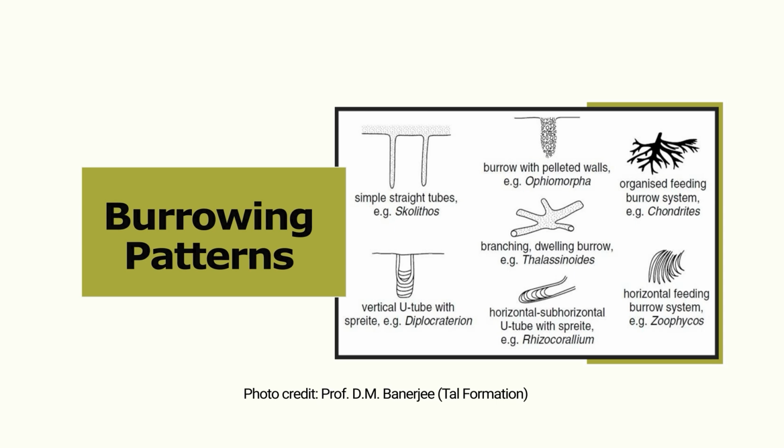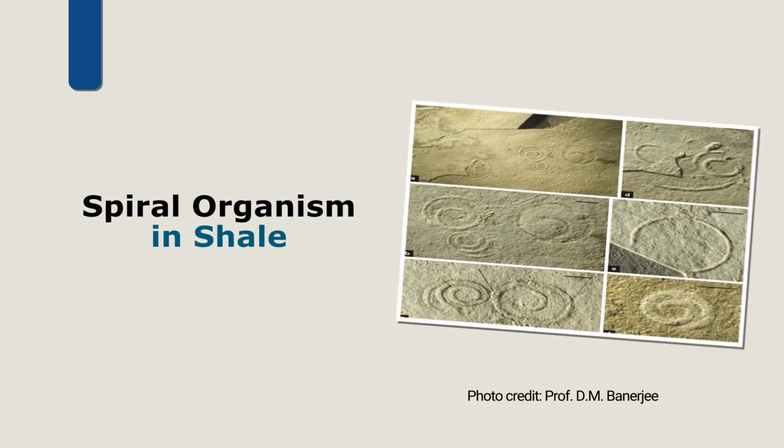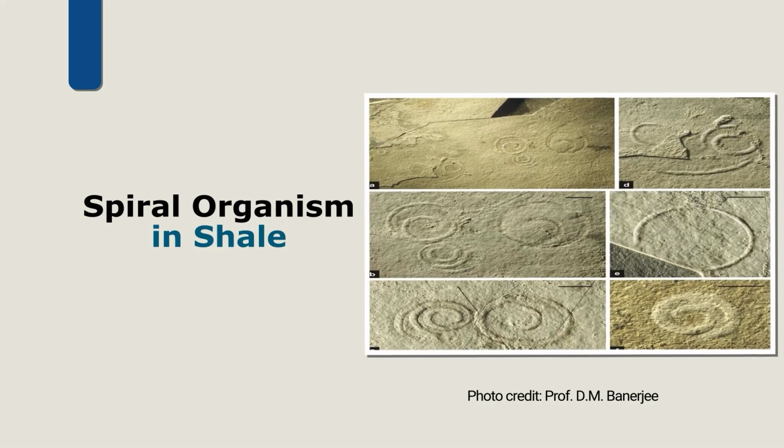Then finally, you have burrow patterns. The burrowing organisms I just showed you. There are different types of organisms which burrow. So they are simple straight tubes, burrows with pelleted walls, organized feeding burrows. Then you have branching burrows, vertical burrows, horizontal burrows. These burrows are formed, and they get filled up by secondary material and preserved as sedimentary structures. Similarly, some organisms are found in the shale. This is a type of organism which you find, a Spirogyra type of thing, which you get in the Indian sediments.